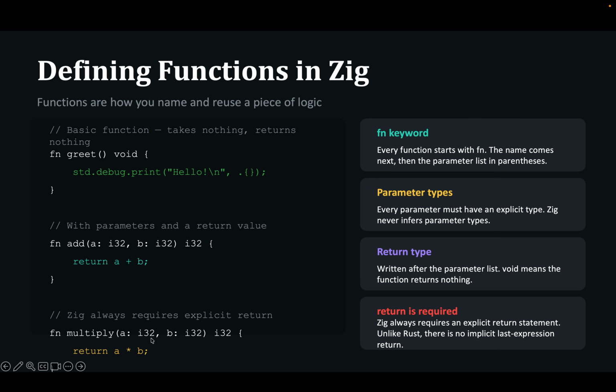Now we have seen, remember just one thing. In Zig, you always have to put a return value. Without return, you cannot return, like in Rust, where the last statement without the return statement is valid. That is not valid in Zig. So we have seen functions.